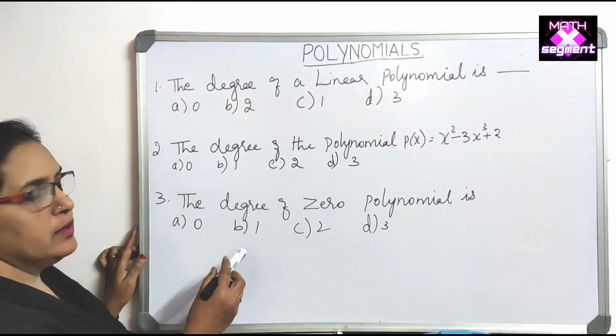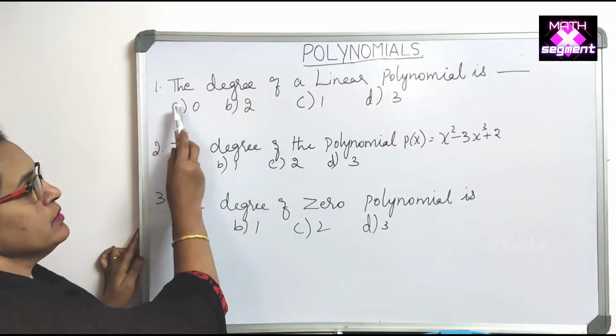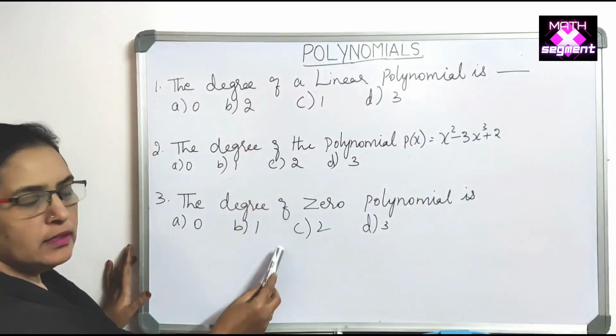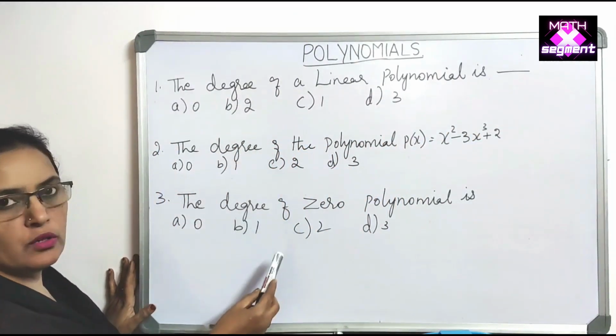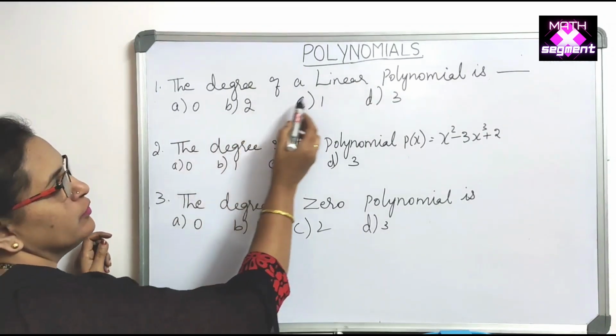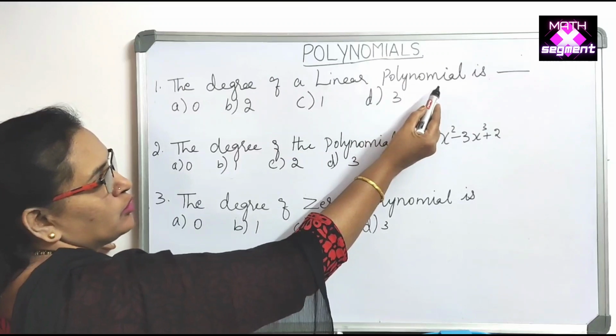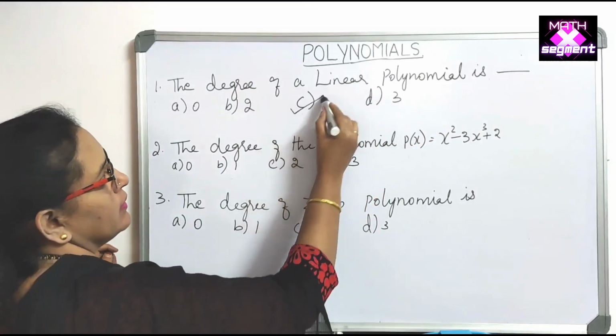Let us start with the MCQs. First question, the degree of a linear polynomial is. All these three questions are based on the formula. The degree of a linear polynomial is. So we have read linear polynomial, the degree is 1.